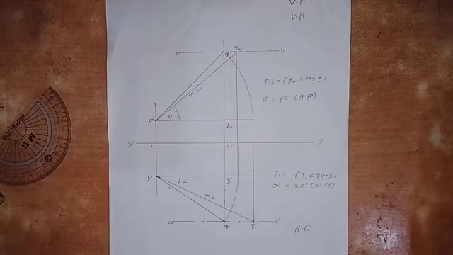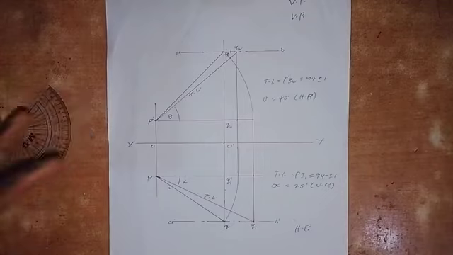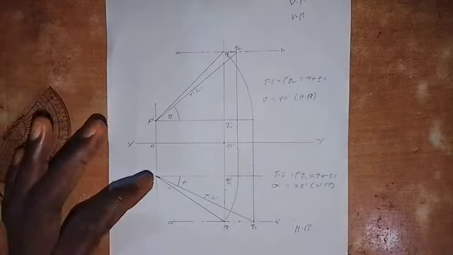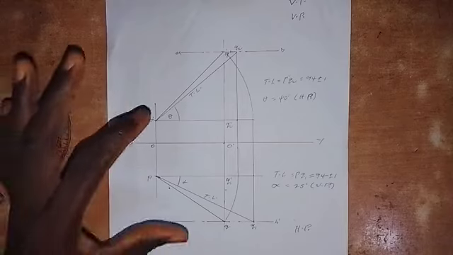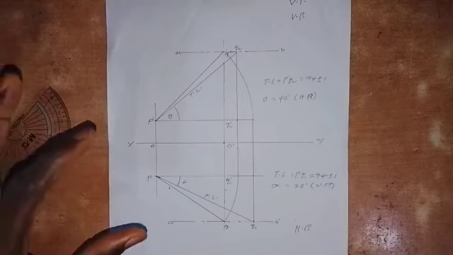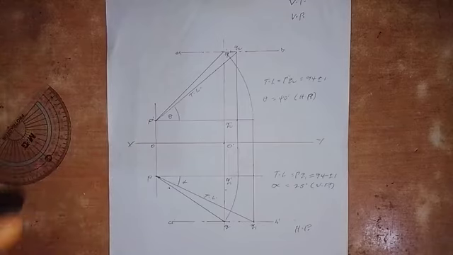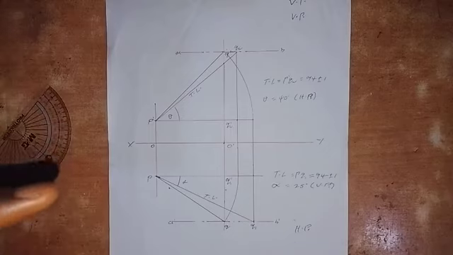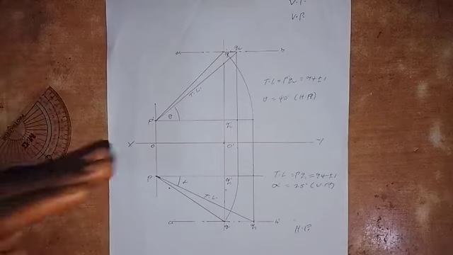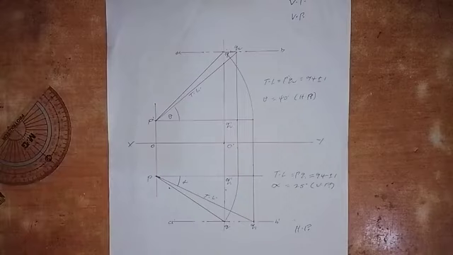All right, so this is what we were asked to do. We were asked to draw the projections of the line, which we have done, and to determine the true length of the line, which we have done. Then we were asked to determine the true inclinations of the line to the vertical plane and also to the horizontal plane, which we have done. It's as simple as I've done it here. All you have to do is practice.